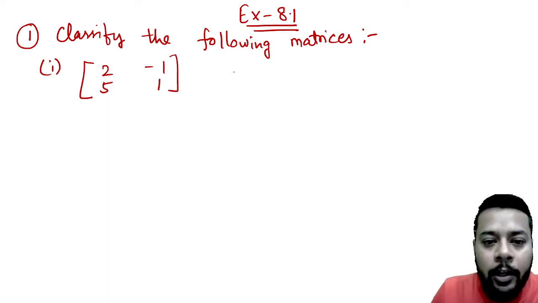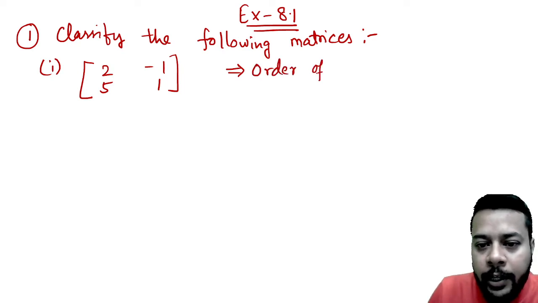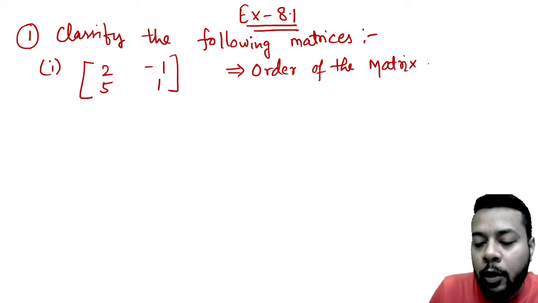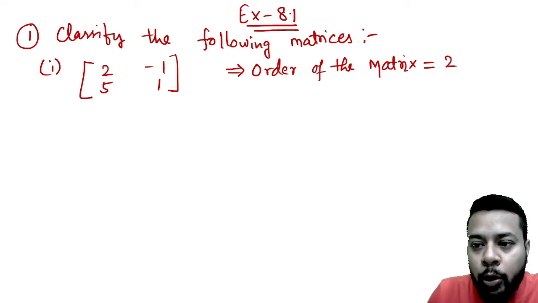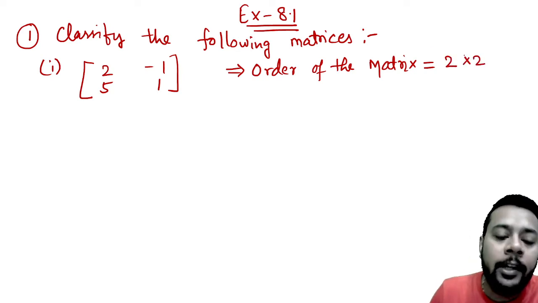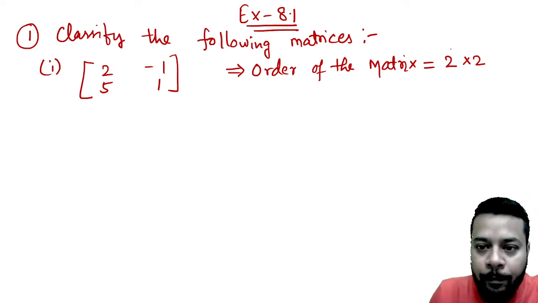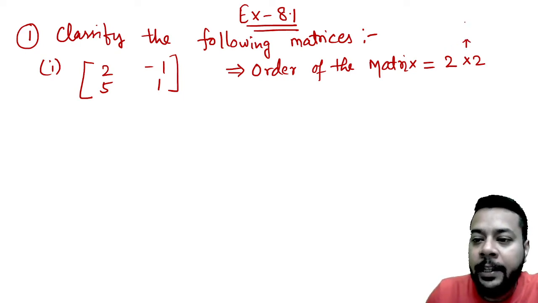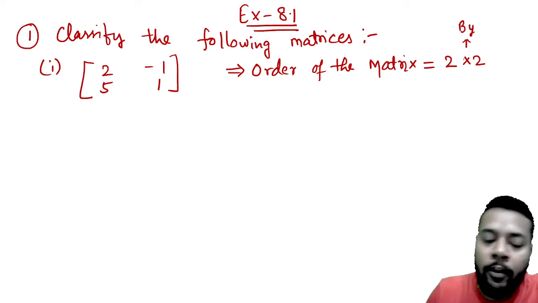So first of all, we see the order of the matrix. What is the order of the matrix here? You will say, sir, there are two rows and two columns. So the order becomes 2 by 2. It is read as by, but written in the cross format.